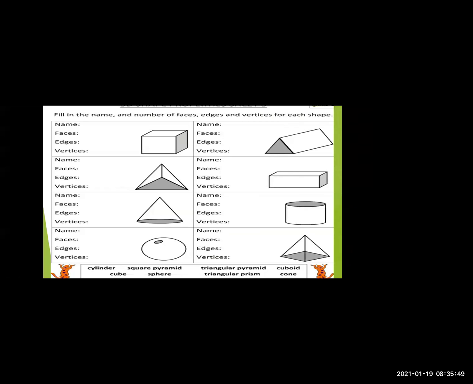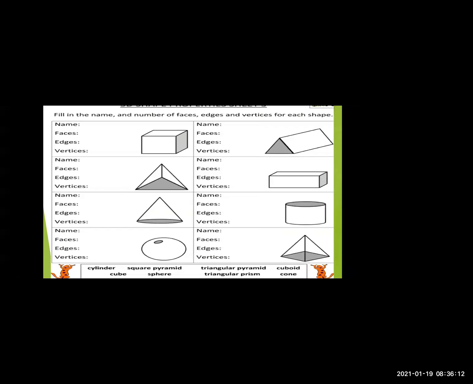It is a cuboid because each face shape is a rectangle. That's why it's a cuboid. And rest all the properties are like a cube. It has 6 faces, it has 12 edges and 8 vertices. Very good. Okay, coming to the next one.